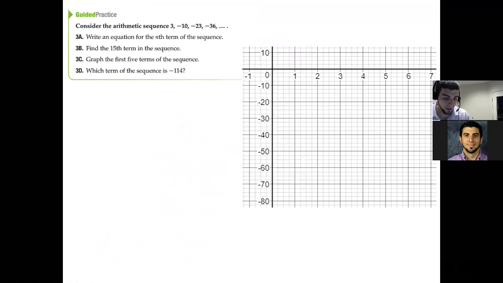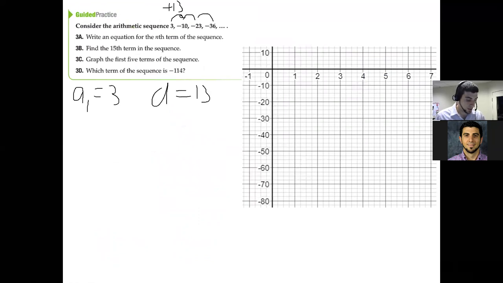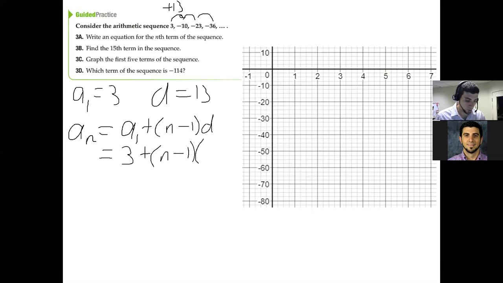Okay, so we're back. So this one, if I want to write an equation, I've got to find the common difference. I know that a1 equals 3. So if I go up 13, that's going to work. So d equals 13. So an equals a1 plus n minus 1 times d. So a1 is 3, and d is 13. Actually, it's negative 13. I don't know why I put plus.